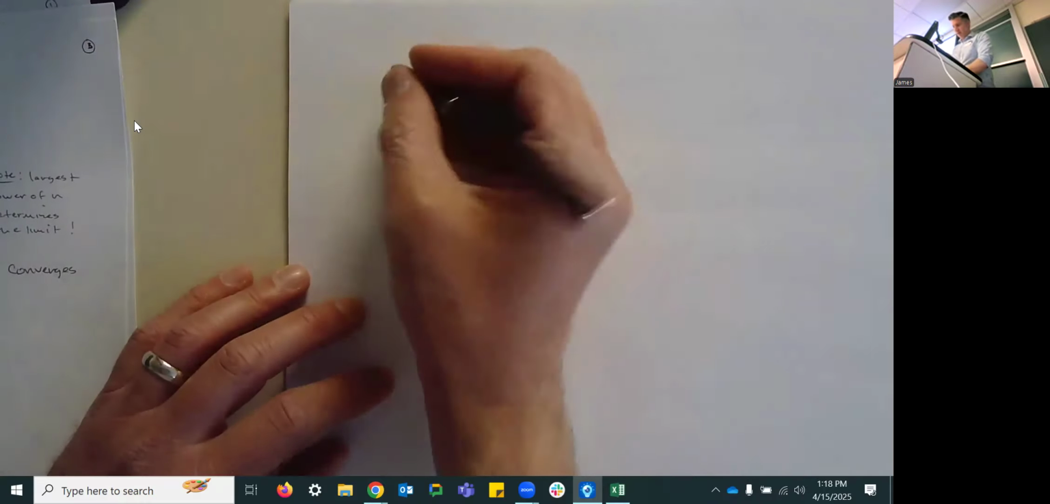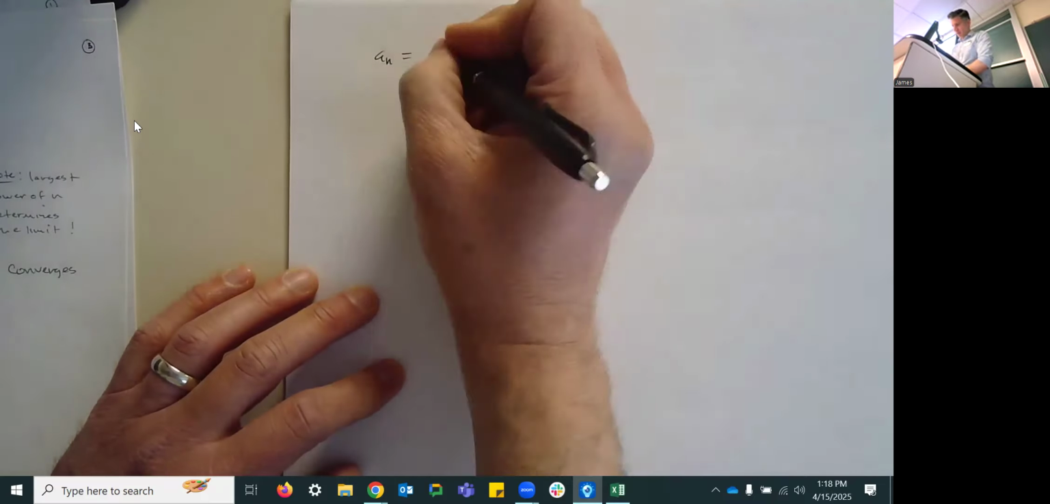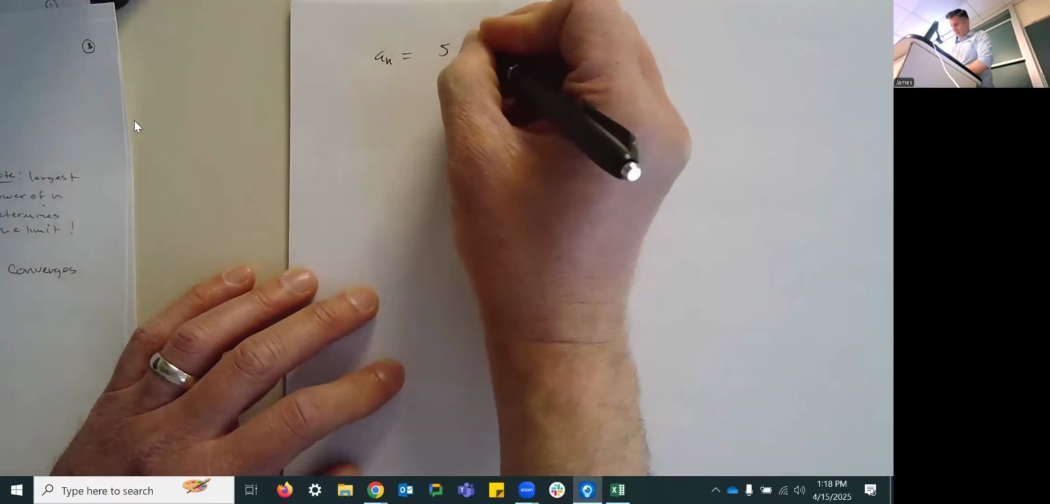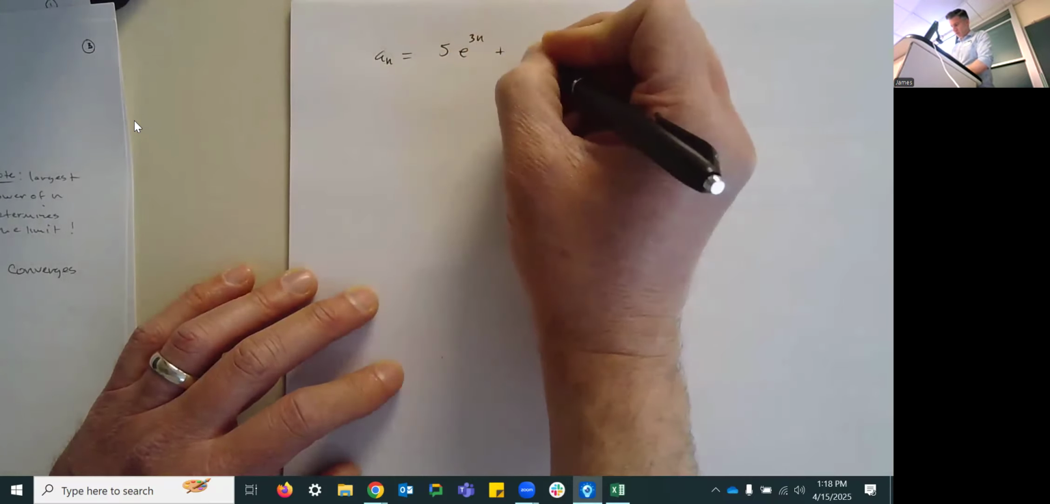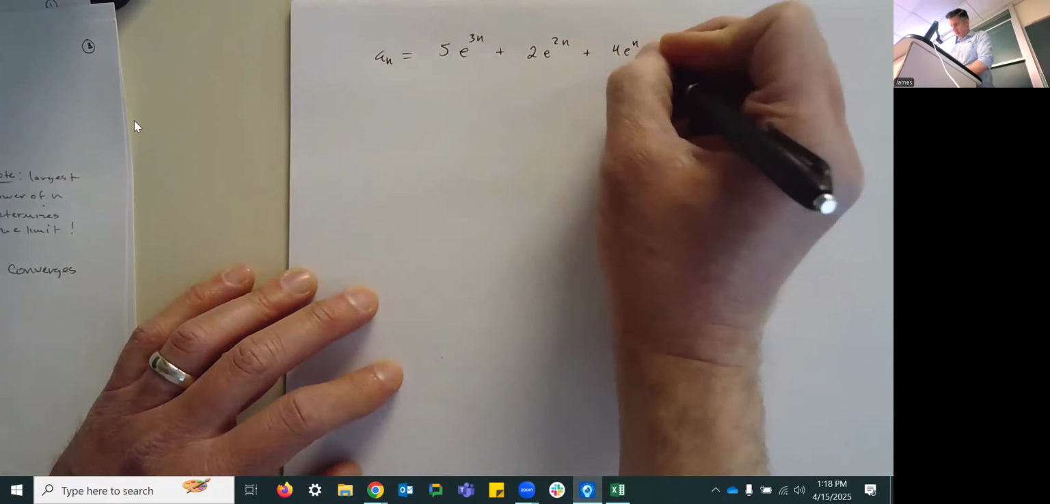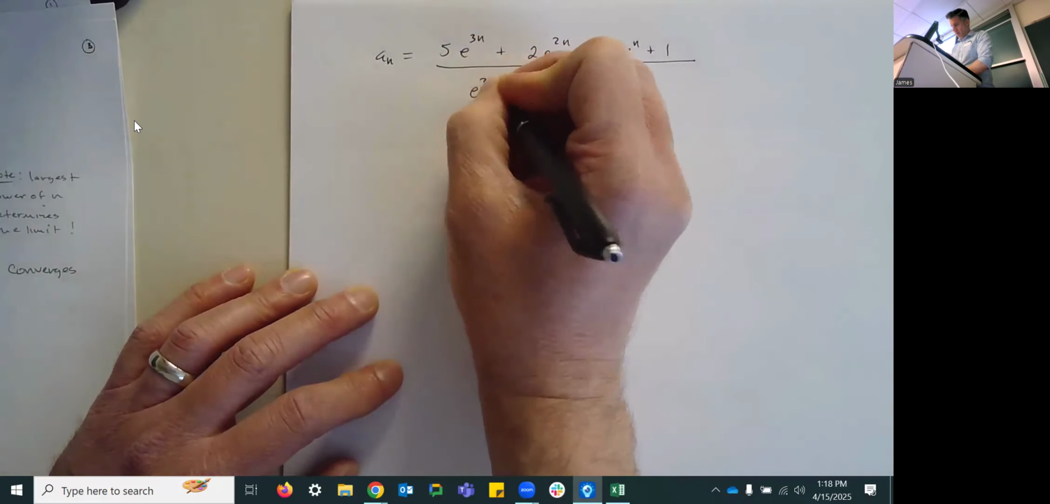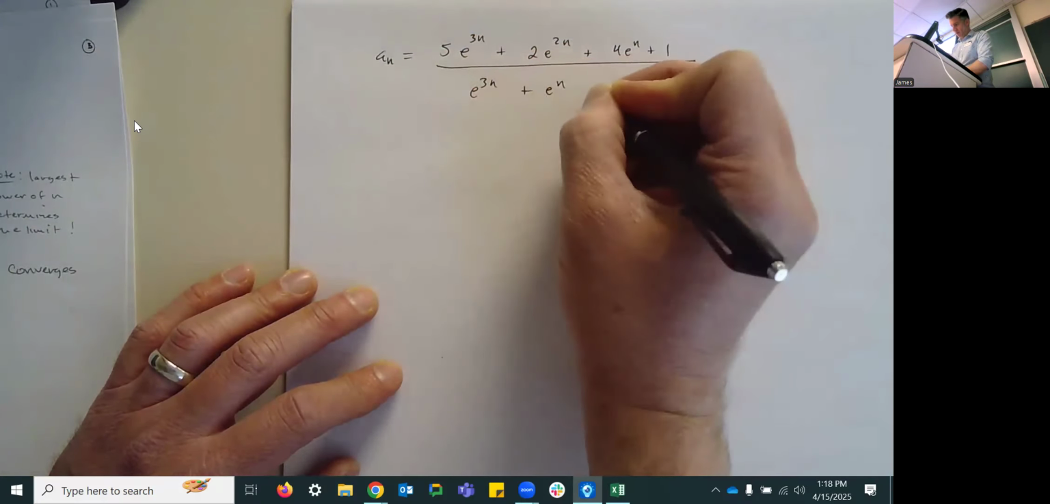So here's a similar-ish feeling example, but not quite the same. Let's say our sequence is a sub n equal to, sure, I like it this way, 5 times e to the 3n plus 2e to the 2n plus 4e to the n plus 1 divided by e to the 3n plus e to the n plus 2.